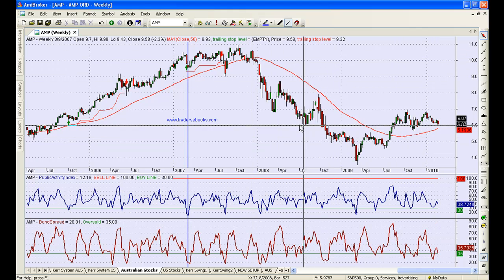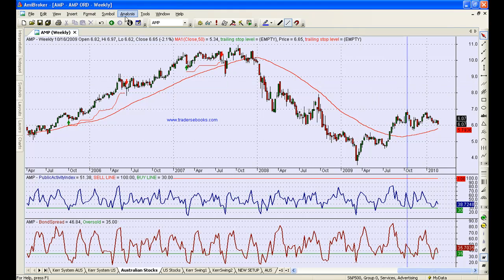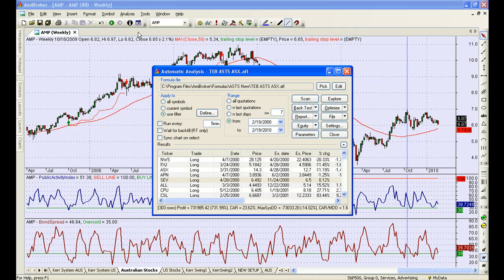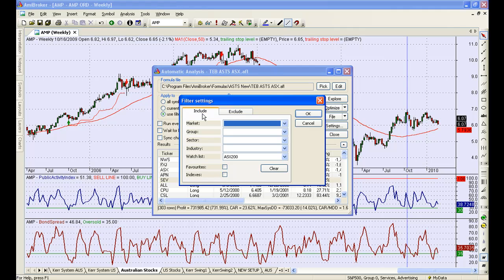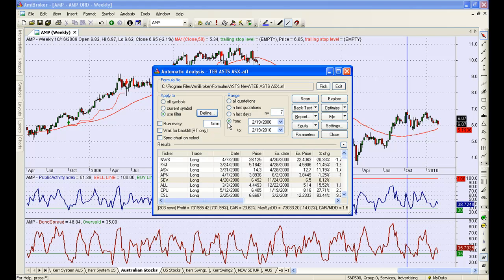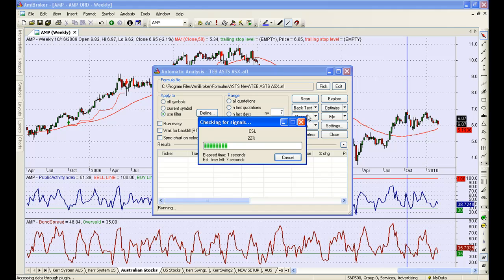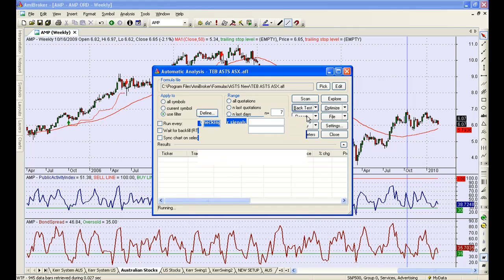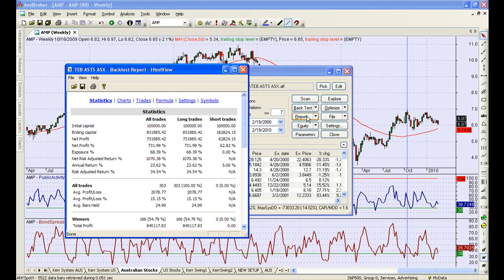We've preserved our capital. So what we're going to do is we're going to have a look at some back testing now, and we've got the ASX 200 here set up. We're going to back test from the 19th of February 2000 to the 19th of February 2010, and we'll have a report and just look at some of the main characteristics of this Advanced Stock Trading System with the second edition.